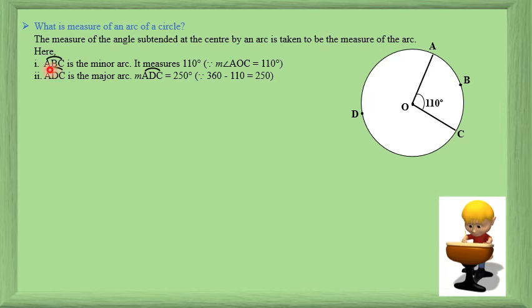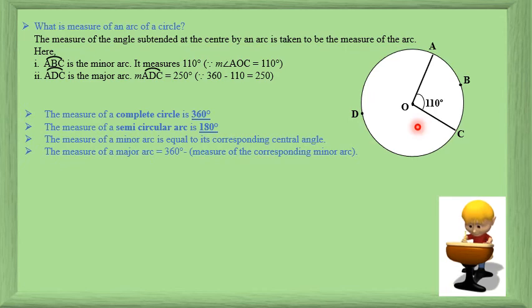So here in this case, first of all, arc ABC is the minor arc and it measures 110. Why? Because angle AOC is equal to 110. Similarly, arc ADC is the major arc, and what is its measure? Now we know that the measure of the entire circle is 360 degree. So this whole thing is 360 degree, and out of that this much is given as 110. So 360 minus 110 is 250, which means this angle is measuring 250 degree, which means arc ADC also measures 250 degrees.